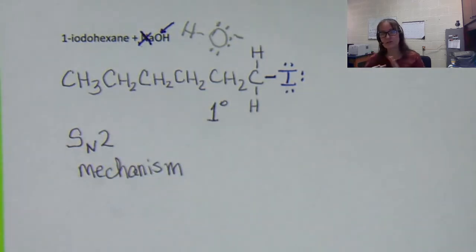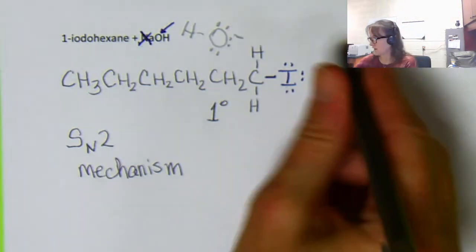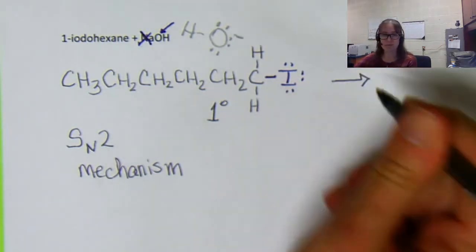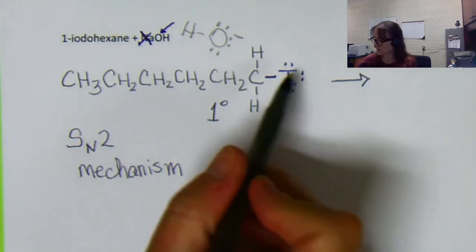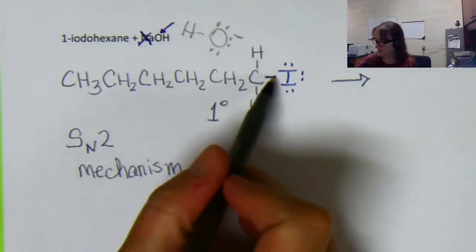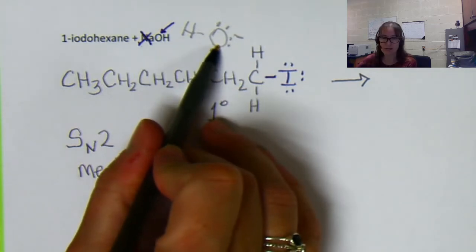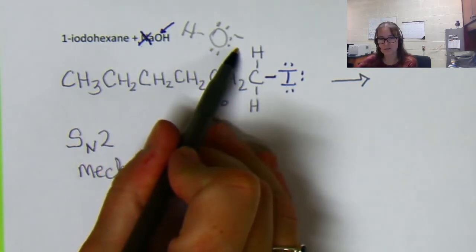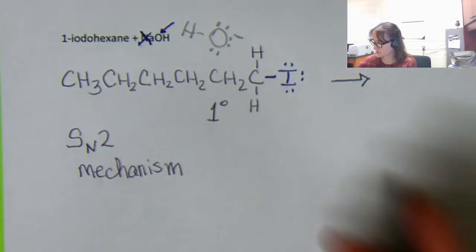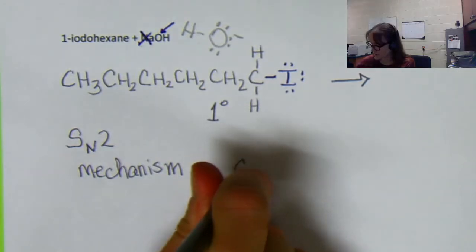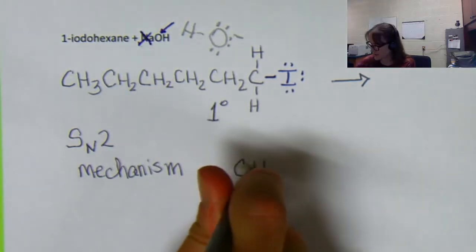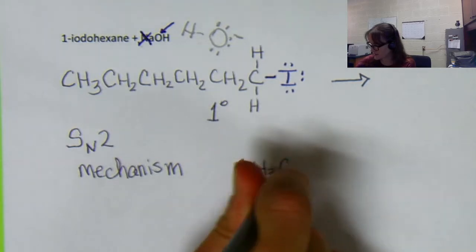So if we just look at what the product is, then all substitution reactions, the leaving group leaves with its electrons and the nucleophile takes its place and uses one of its pairs of electrons to form a bond. So I'm just going to draw the product and then I'm going to show the curved arrows that get us to that product.